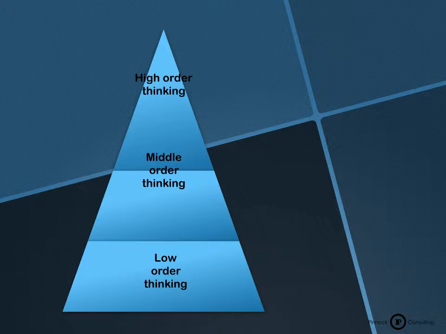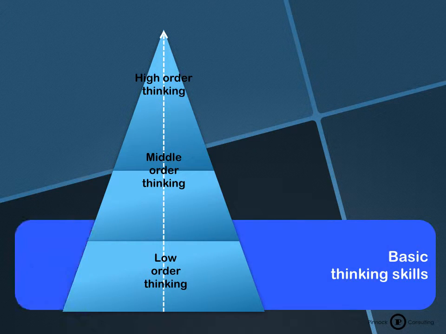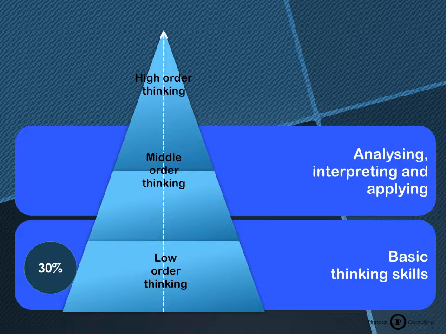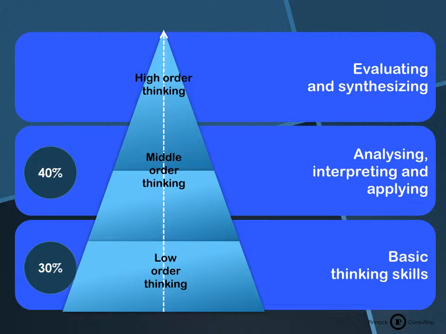But even more importantly, it gives us as teachers a guide to how much time we should be spending in class developing these cognitive skills in our teaching. Now, if we have a look at the basic thinking skills, we should be spending 30% of our time on. Analyzing and interpreting should be 40%. And then, of course, your highest order thinking, your evaluating and synthesizing, should be another 30%. Now, remember, this is for the amount of time in teaching that we should also spend developing these skills.